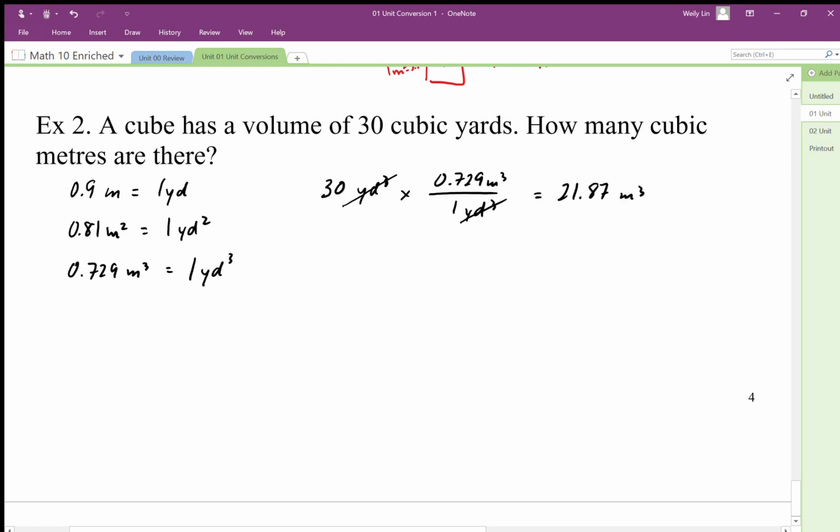Okay, so there are two parts to this problem. First of all, recognizing that the linear changes are different from the area changes, which are different from the cubic or volume changes. The second thing is to actually calculate a conversion factor and then apply that conversion factor to convert from yards cubed to meters cubed.